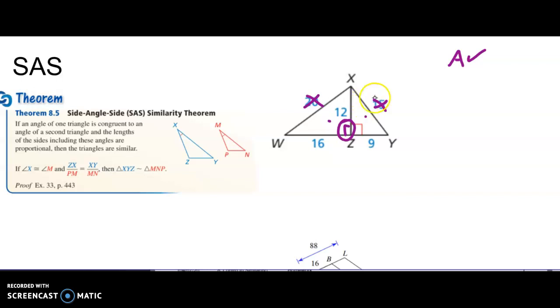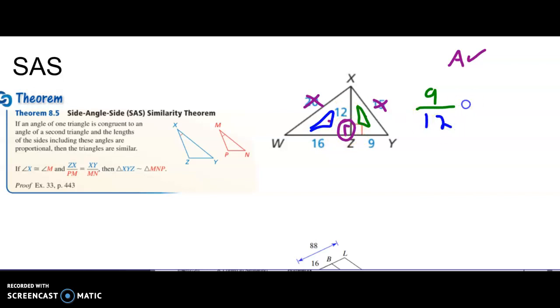I'm going to look at this triangle first, my green triangle, let's say. The smallest side is 9. Then let's look at my blue triangle, let's say. The smallest side, that's right next to the right angle, is 12.